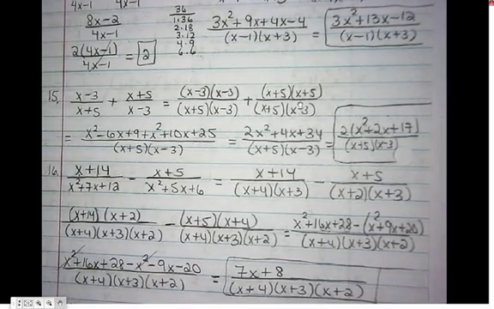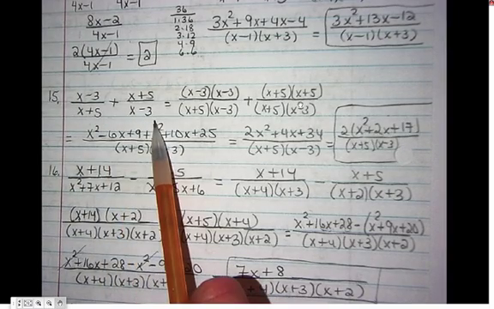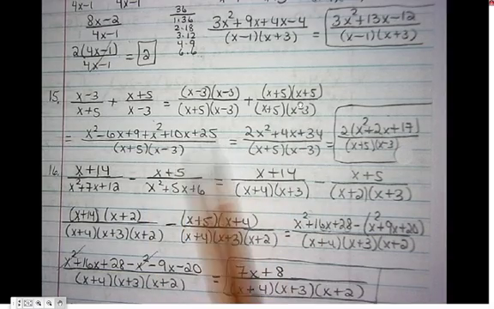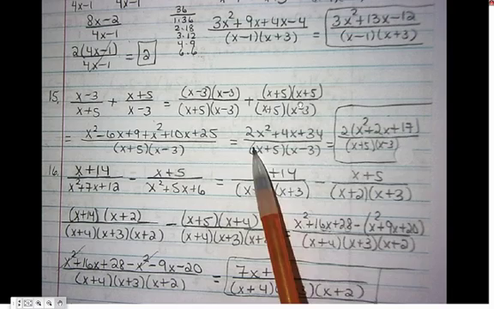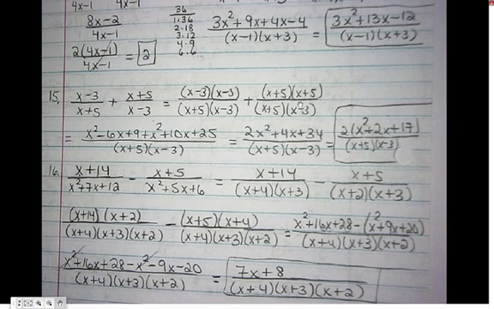So we have an x plus 5 and an x minus 3. So I'm going to multiply this one by x minus 3 over x minus 3, this one by x plus 5 over x plus 5. Foil, foil, combine over that common denominator, combine like terms, and then factor if you can. So the numerator, a 2 factored out. How did that one go?